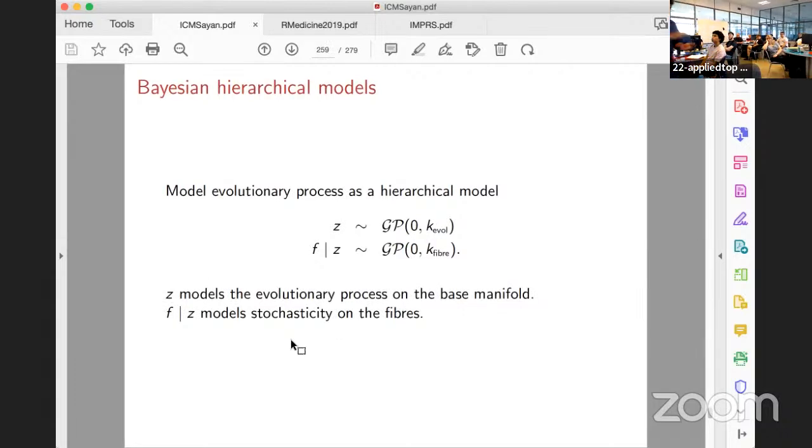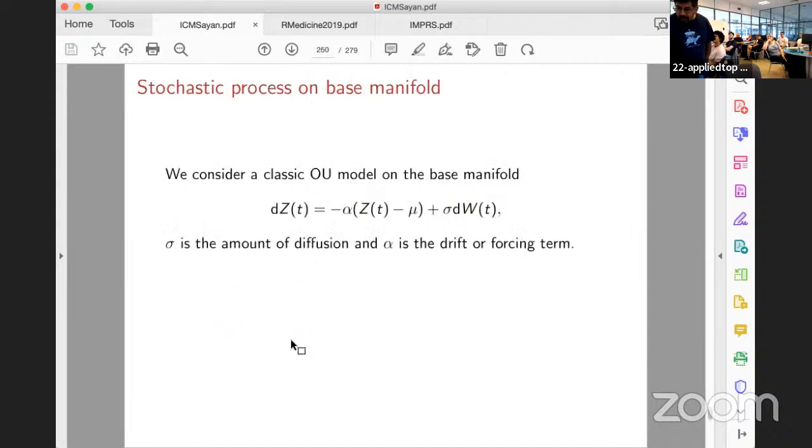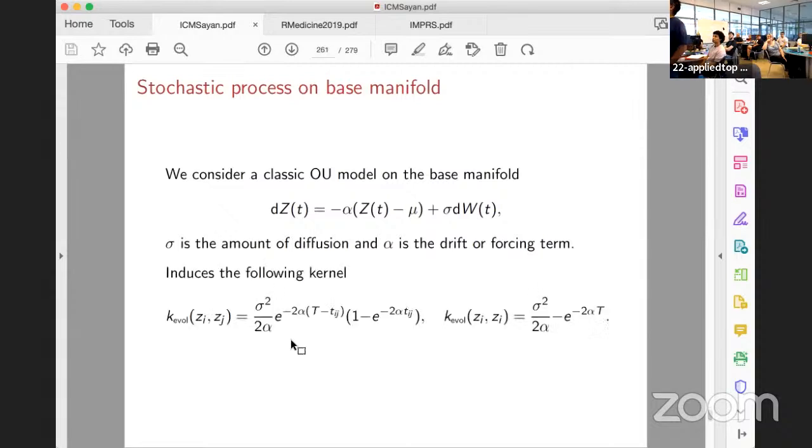And we'll come back to this picture of a base manifold and a fiber. Okay, and what I have in the base manifold is just some standard evolutionary process. And I'll show you what I mean by that. And then what I can do is, conditioned on what's happening on the base manifold, I can put a Gaussian process on the fiber. Okay, so for the base manifold, here's an example of something called the Ornstein-Uhlenbeck process. And it's a diffusion with a drift term. And for that, you can actually define a kernel. And it depends on the most recent common ancestor and the amount of time historically that it's had.